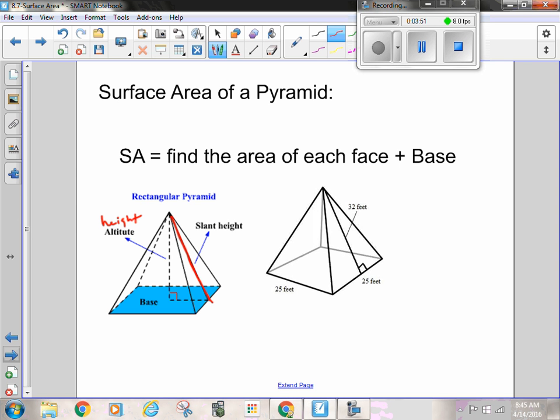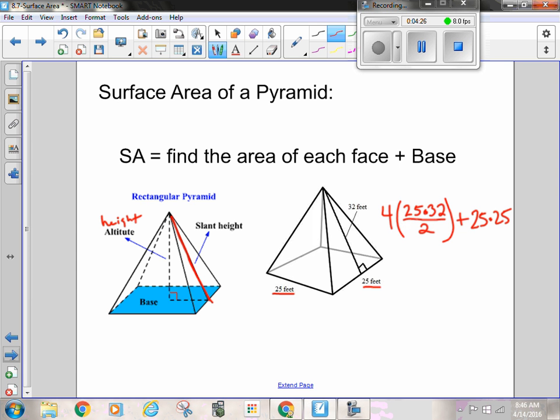So in my picture for this example, that 32 is a slant height. So find the area of each face. Well, they're all the same because my base is 25 all the way around. So there's 4 of them, and I'm going to take my base times height, so base of 25 times my height of 32, divided by 2, because that's the area formula for a triangle, plus, in this case, my base is a square, so I have 25 times 25.